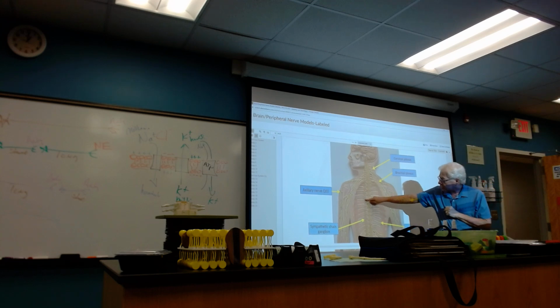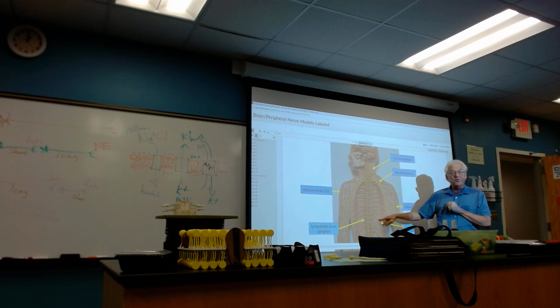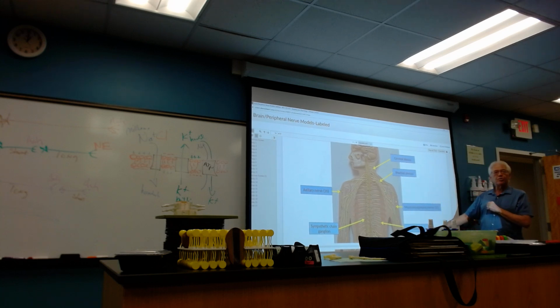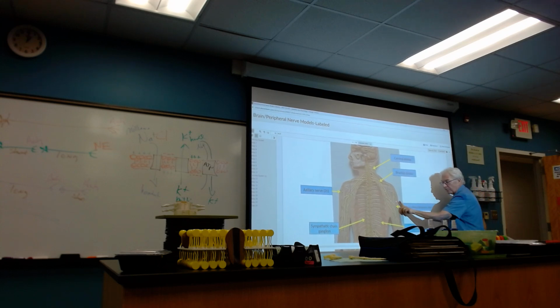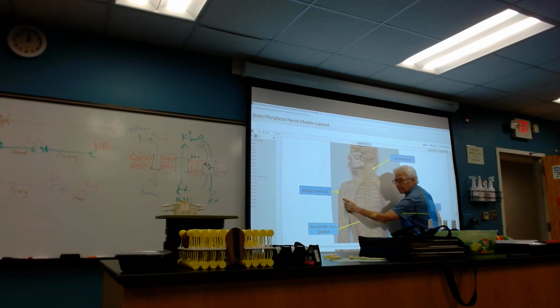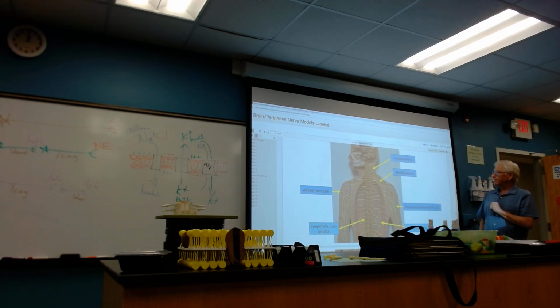There's your sympathetic chain ganglia. And each of these, since they're between your ribs, are the intercostal nerves. Okay? Now look at this one. Look at the name. Musculocutaneous. It's between the muscle and your skin. So is that nerve going to be deep or superficial? Right here, along the outside of your arm. Got it? Musculocutaneous. All right?